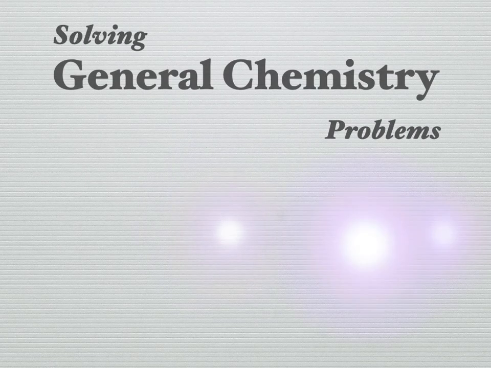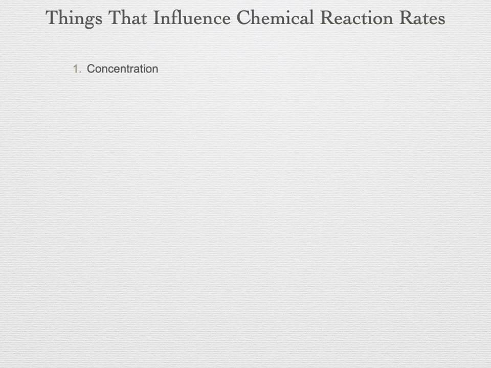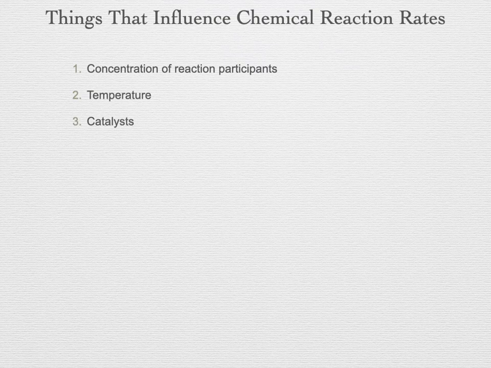Solving general chemistry problems. Reaction kinetics. What things can influence the rate of a chemical reaction? We can identify at least 5 important aspects. First of all, concentration of reaction participants. Second is the temperature. And the third we will discuss are catalysts.